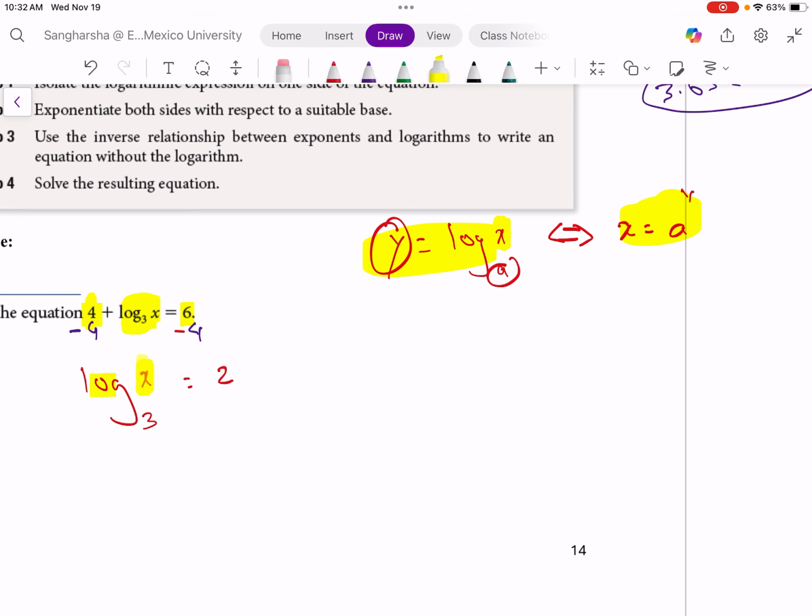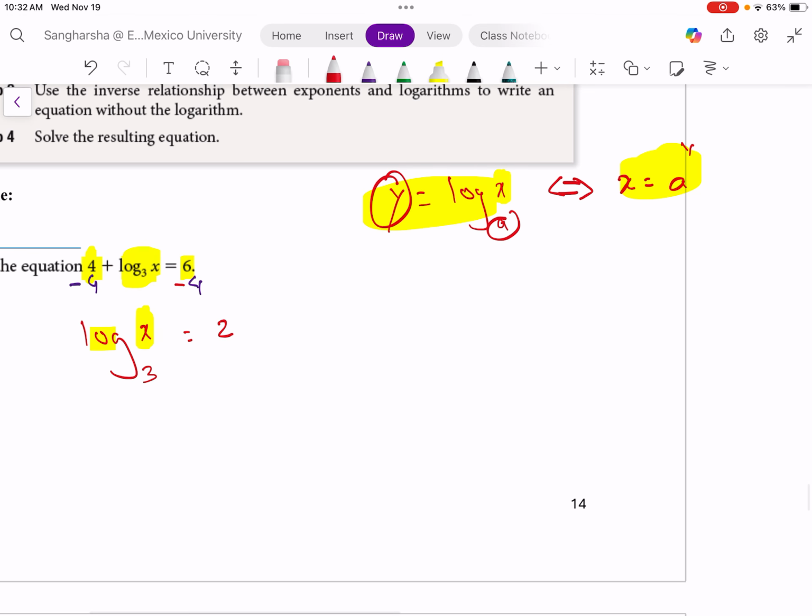So write down the x equals, then the base. Your base is 3, to the power of whatever you have on the other side, which is 2. Power is 2. So 3 squared, which is 9. So x equals 9 is the solution for this log equation.